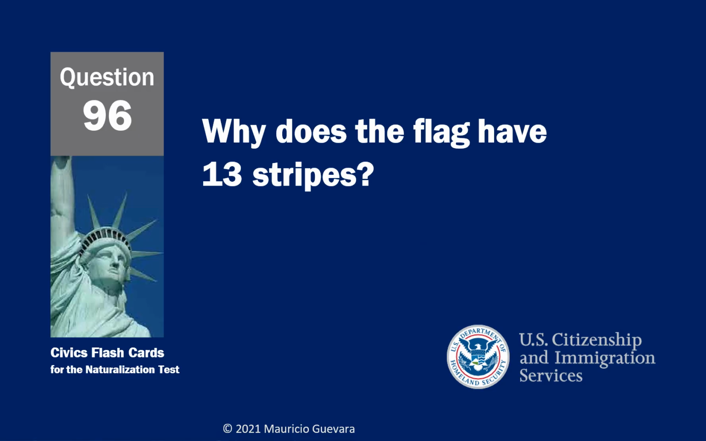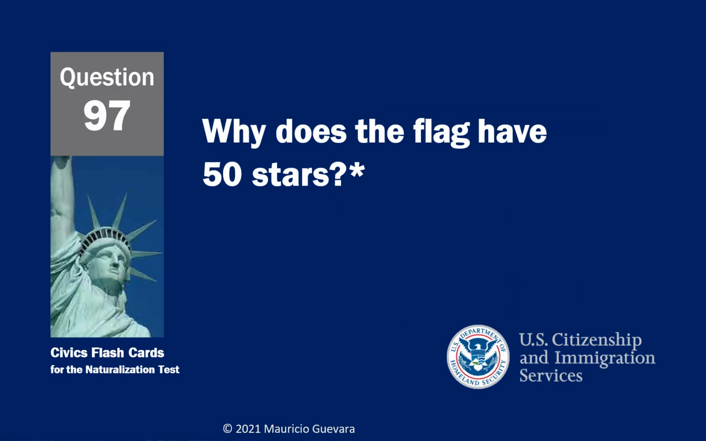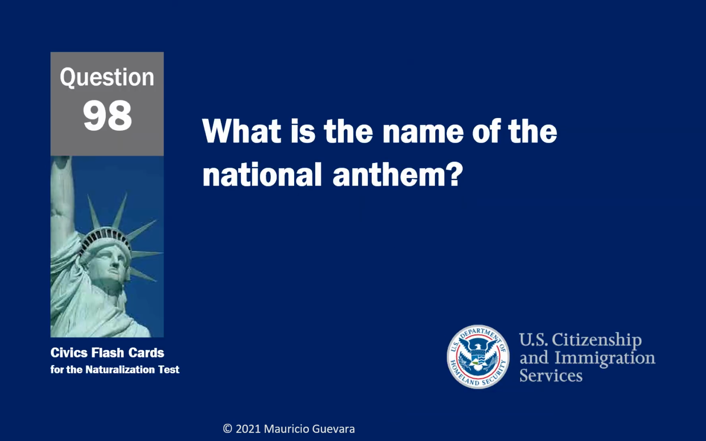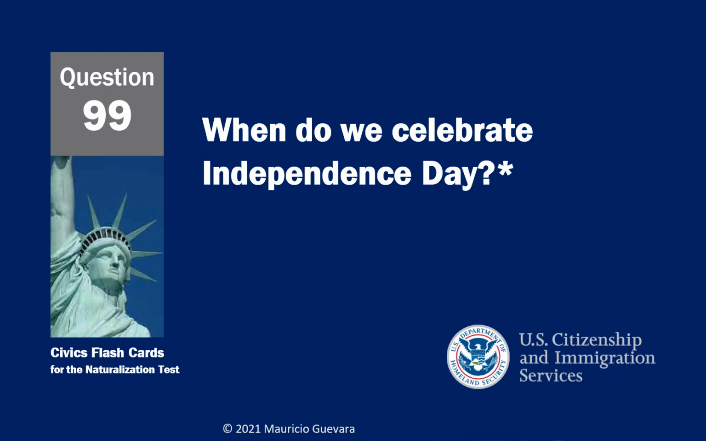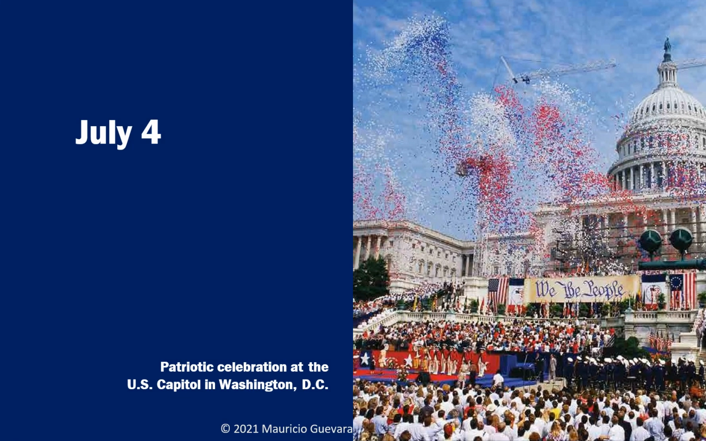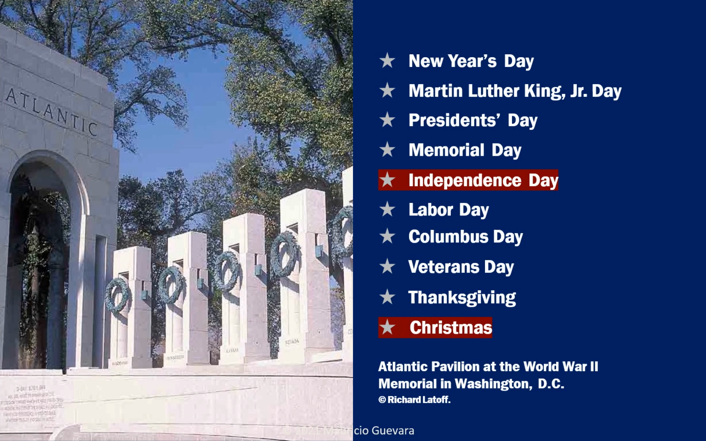Why does the flag have 13 stripes? Because there were 13 original colonies. Why does the flag have 50 stars? Because there are 50 states. What is the name of the national anthem? The Star Spangled Banner. When do we celebrate Independence Day? July 4th. Name two national U.S. holidays. Independence Day. Christmas.